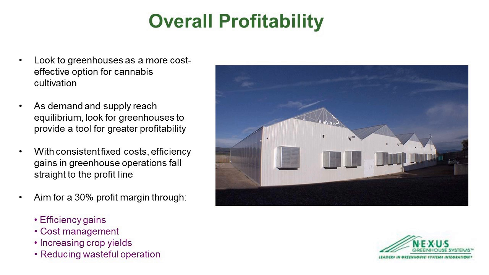So look for efficiency gains, look for cost management, look for specific ways to increase crop yields, and look for ways to reduce waste in your overall operation. Bring in Lean or Six Sigma practices. The list goes on and on about the ways that you can have a more efficient growing operation that will contribute to overall profitability.